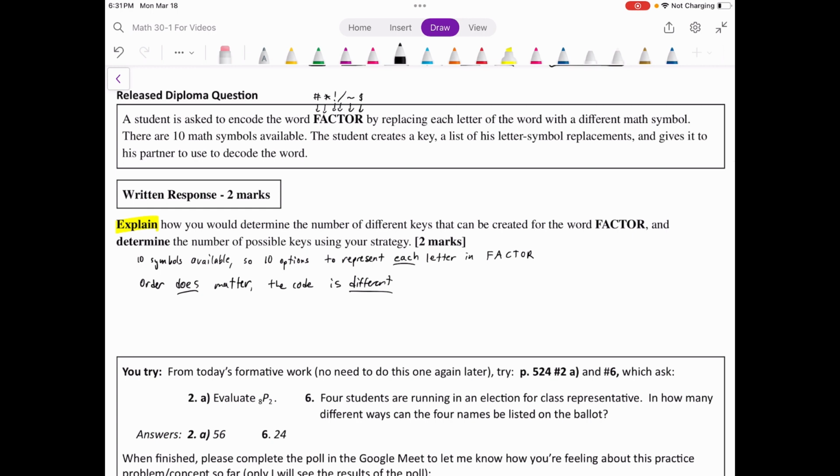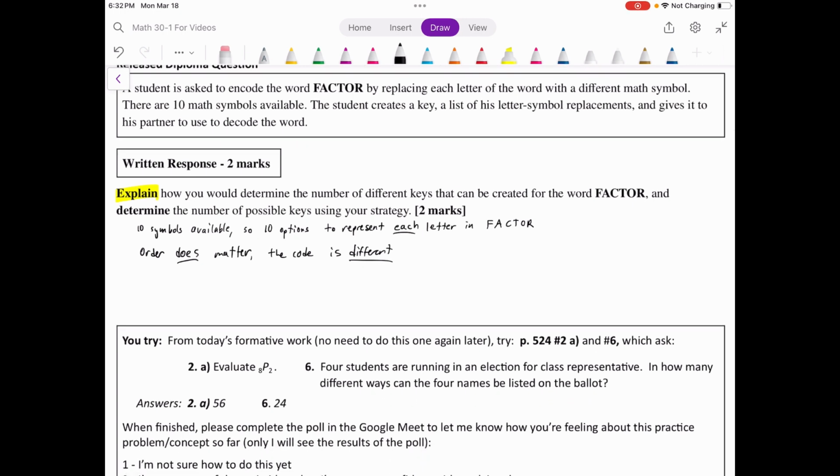If my code is instead dollar sign, exclamation, star, tilde, slash, hashtag, or I shouldn't call it a hashtag, a pound or an octothorpe, right? That's a different code, even though it's all the same symbols. So order matters, right? We should say that. The code is different if assigned symbols are rearranged. Now I've explained why I'm going to use a permutation instead of a combination. Okay, so we can use permutations.